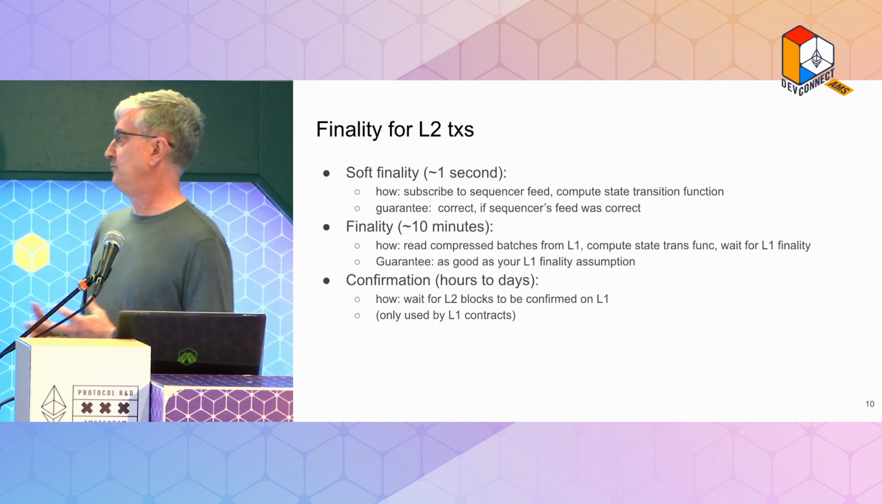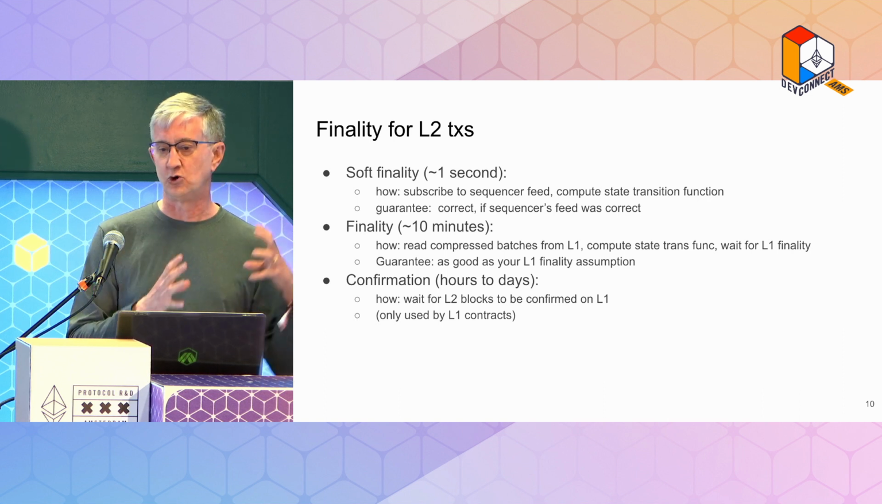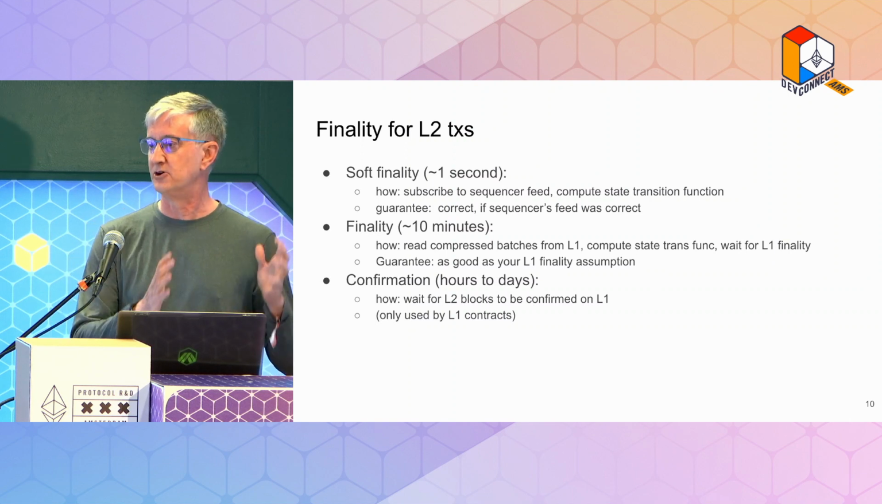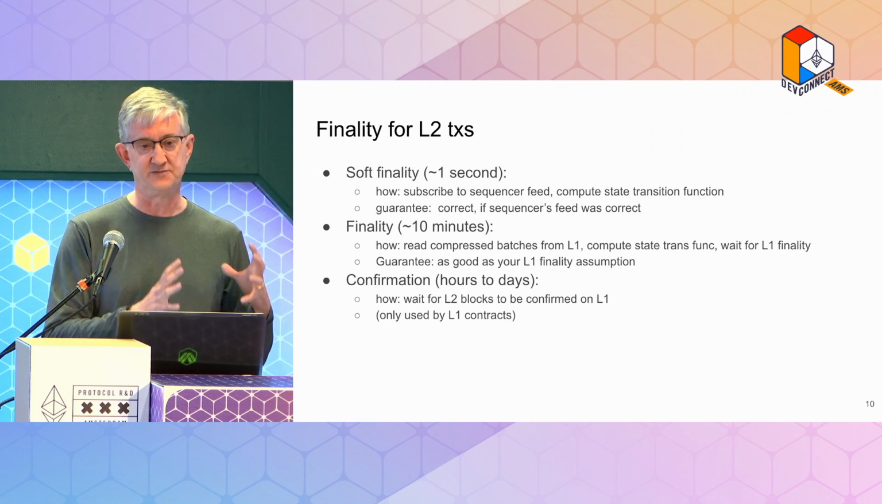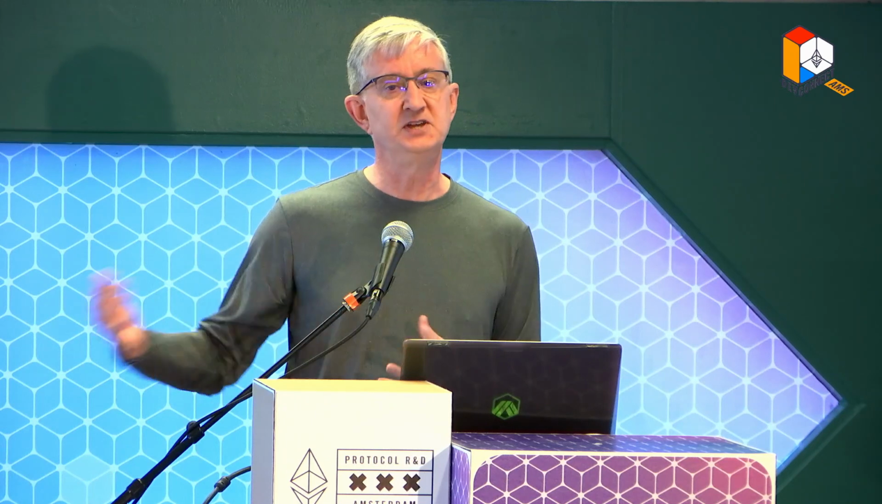The second notion is what I would call true finality, which is going to be on the order of about 10 minutes. To get that, you're relying on reading the batched, compressed sequence of transactions off the L1 chain. That is the final official version of the sequence of transactions. So you read the compressed batches off of L1, you can again compute the correct state transition function, and then you wait for L1 finality on that posting of the batch. Once you have L1 finality on that, then you have finality on the sequence. Finality on the transaction results follows. At this point, it is inevitable what the result of the transaction will be. You need only trust that the rollup protocol's settlement mechanism will work correctly. So it's as good as your L1 finality assumption, assuming you trust the L1 settlement mechanism. And if you don't, then why are you using the rollup?